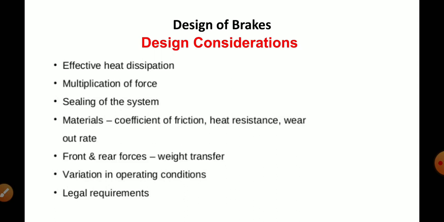Then the sealing of the system and materials, that means coefficient of friction, heat resistance, wear rate, and wear out resistance. These properties we also have to consider while designing the brake. Then front and rear forces, weight transfer capacity, the variation in the operating conditions, environmental conditions and other operating conditions. The legal requirements also we have to consider while designing the brake.